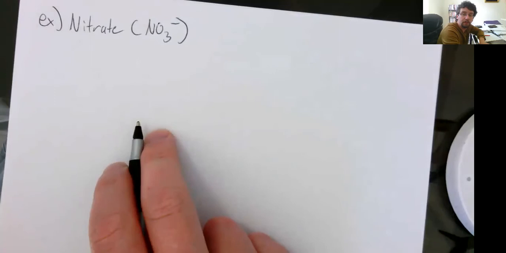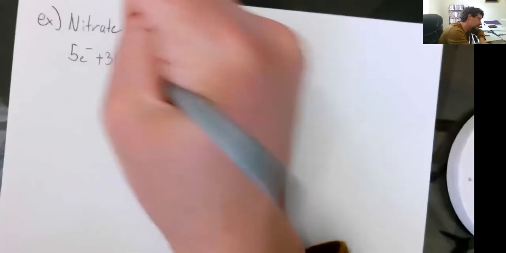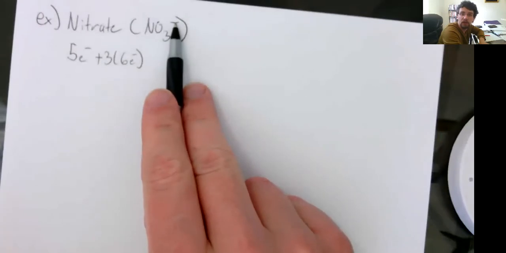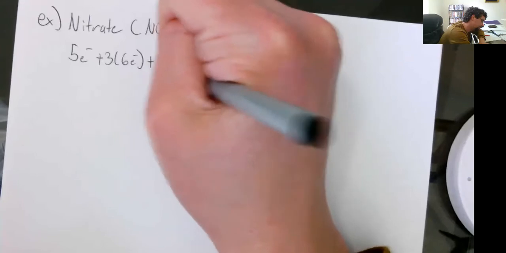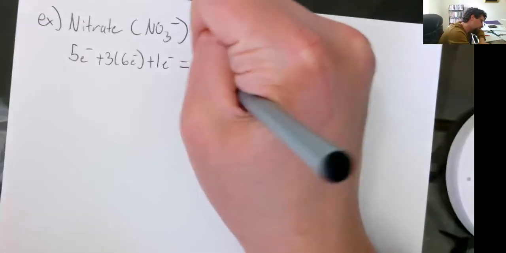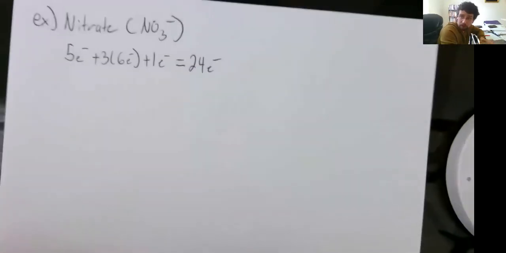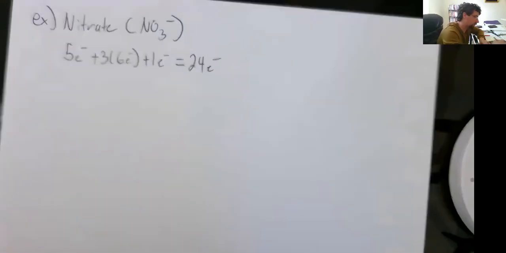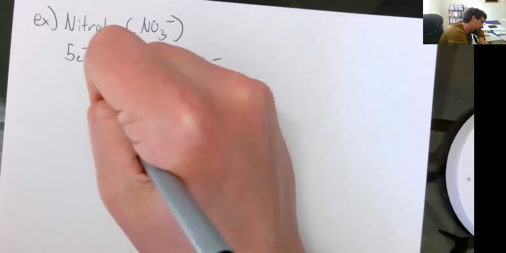So very first step, we have to determine how many valence electrons we have. We have 5 for the nitrogen. We have 3 oxygens, each at 6 electrons. And then we have that -1 charge. That means you have an additional electron. So 6 times 4, essentially, we should have a total of 24 electrons. Next, we have to determine the connectivity to the central atom. In this case, it's nitrogen. Draw some bonds.